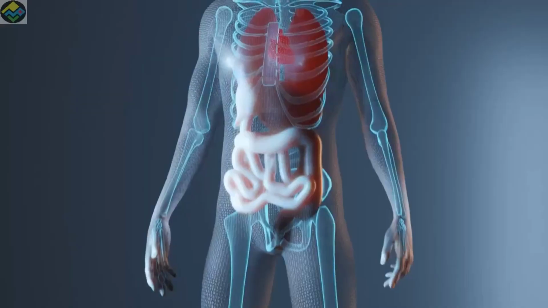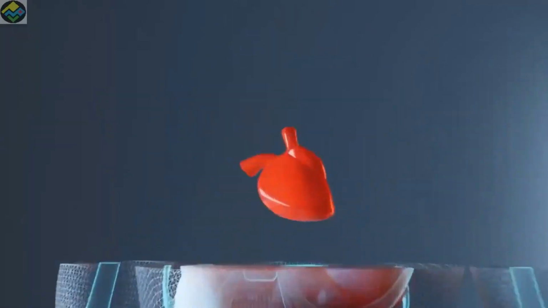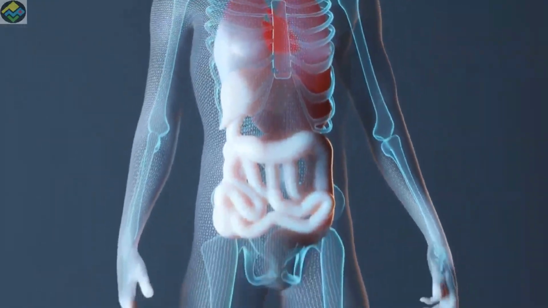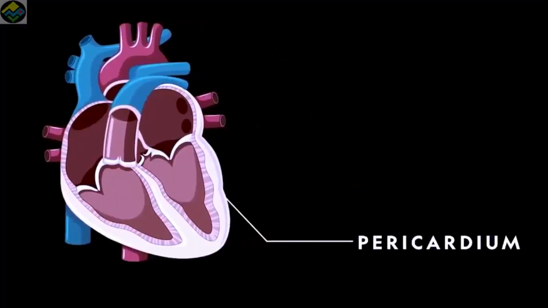This is our heart. It is located between our lungs. The heart is bent towards our left lung. Our heart is protected by a double membranous structure called the pericardium.